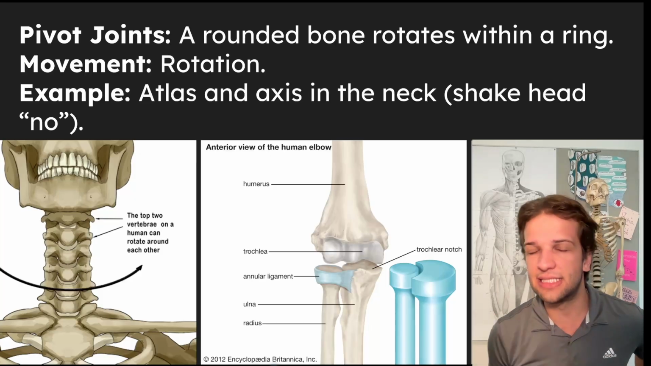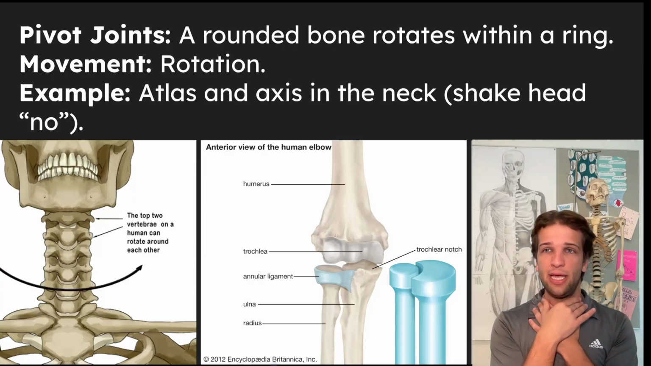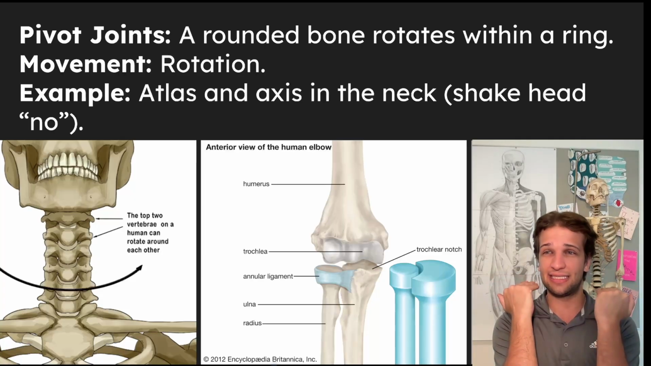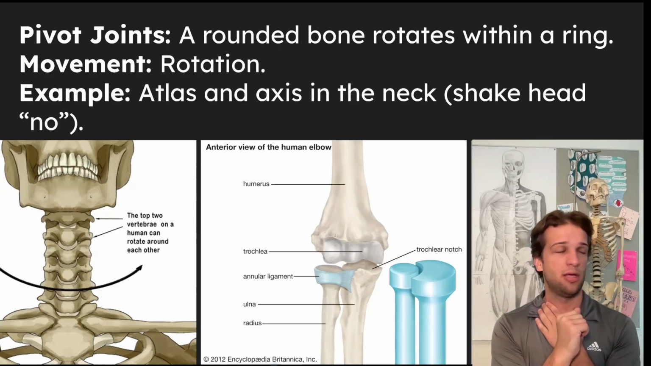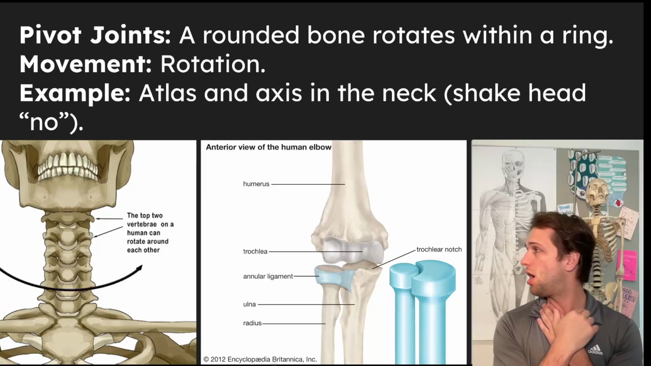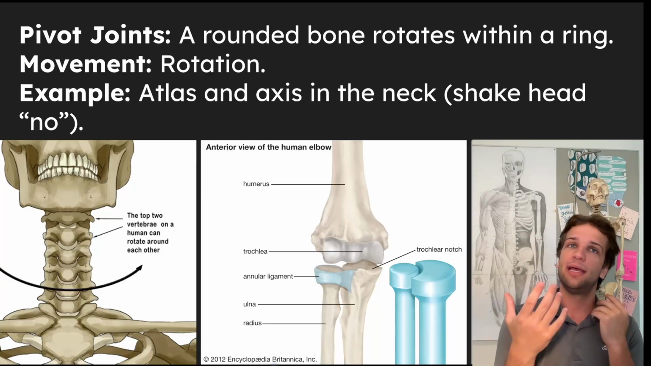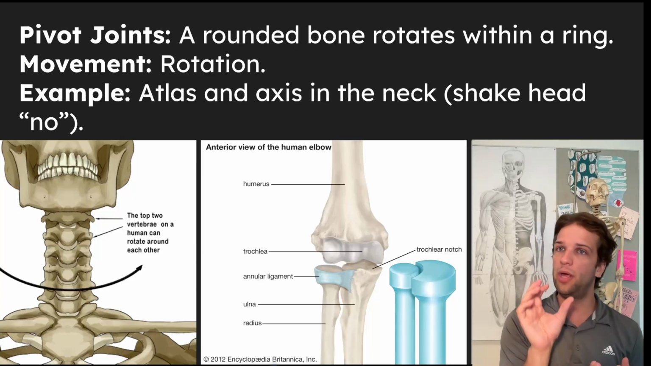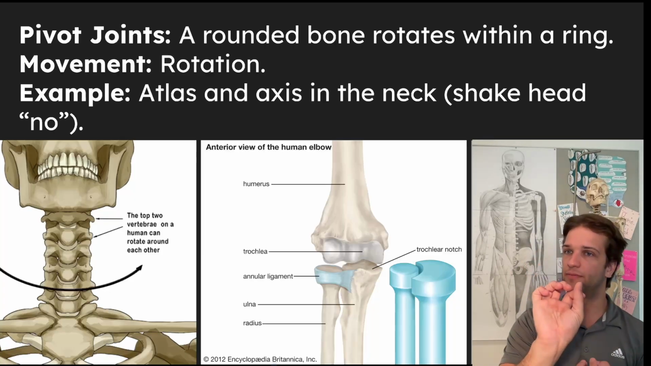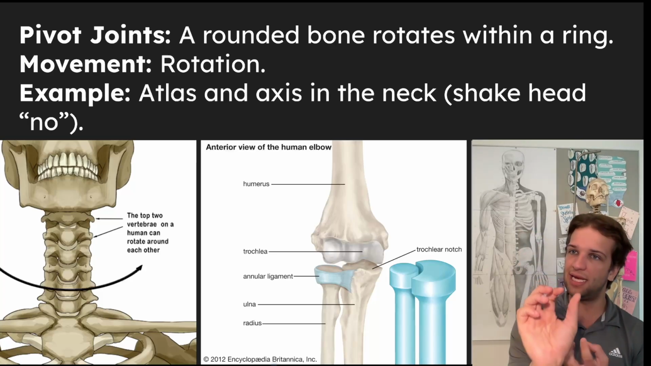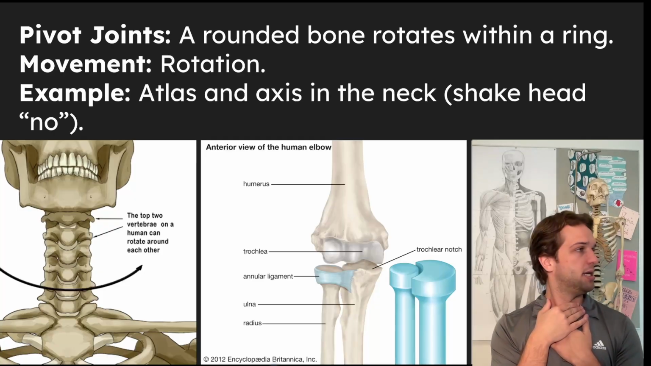But it's really easy to see in your atlas and axis vertebrae, right? Those top two vertebrae. Because the atlas is designed to stay put and the axis is designed to turn, that turning of one bone on another, the turning of the axis on the atlas, is a pivot joint, right? One rounded bone rotates around another, okay? And so it's just one rotating on the ring of another. And so this movement is a pivot.